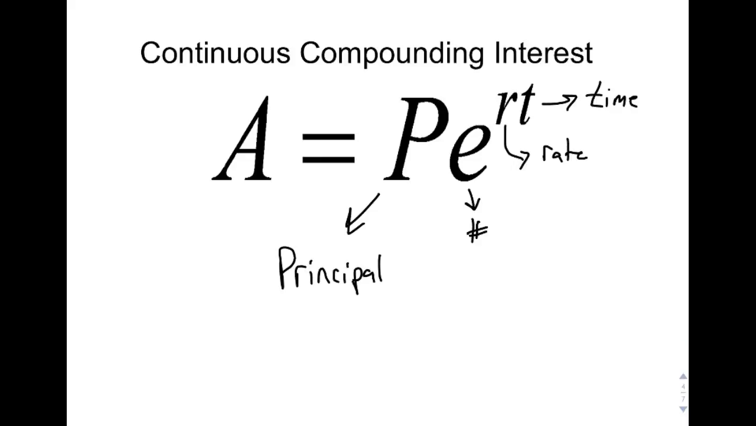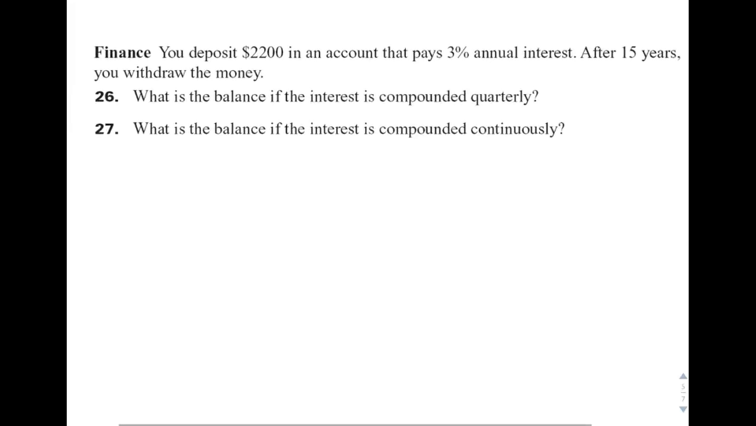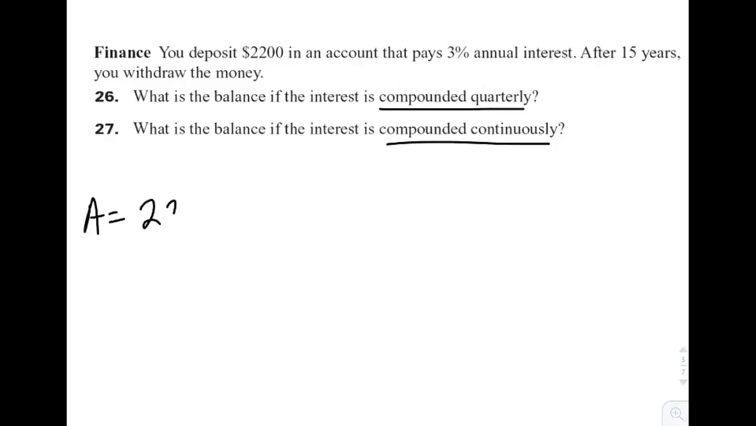So let's look at an example of how we can use this. It's a made-up situation here. You're not going to get infinite compounding interest, but it helps us start to use e. Deposit $2,200 into an account that pays 3% annual interest. After 15 years, you withdraw the money. So let's compare these two things: compound quarterly versus continuously. So quarterly, I'll remind you of the formula here. You've got your principal times 1 plus your rate, which is 0.03, over the n value, which is 4 for quarterly, all to the n times how many years, which is 15.